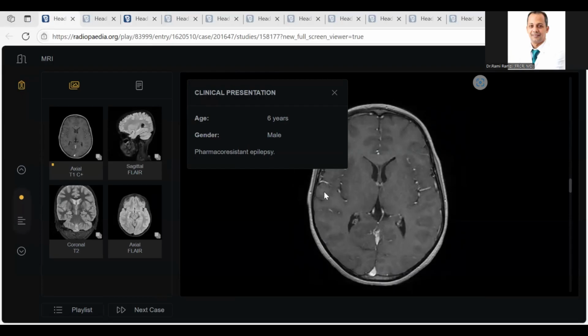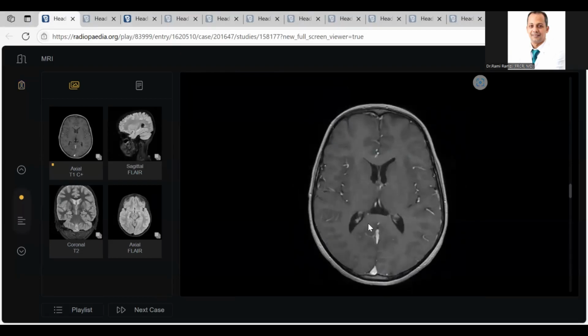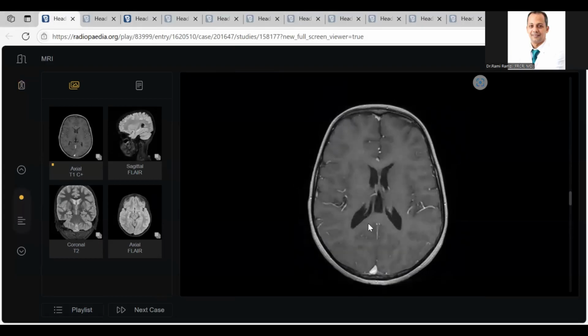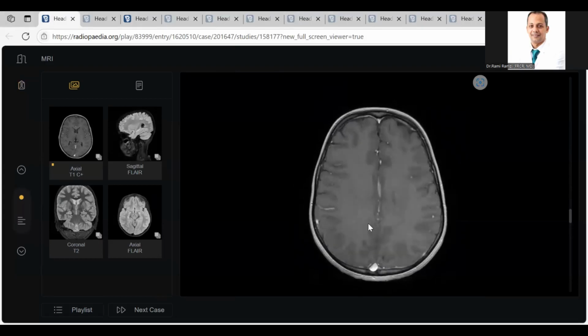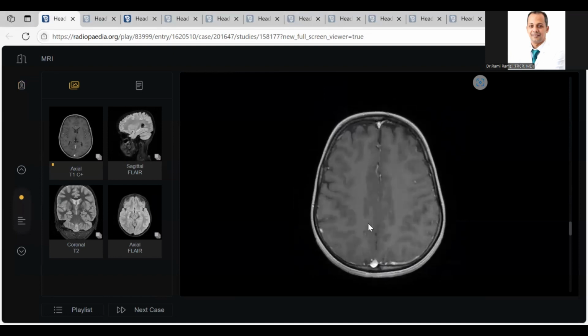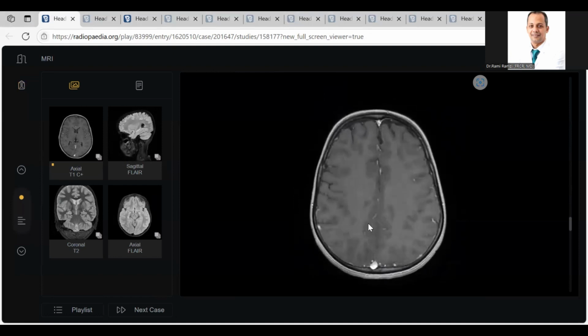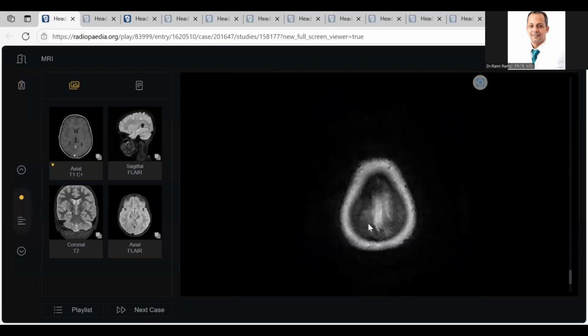Six-year-old male patient, persistent epilepsy. Take care, this is a tricky case. Go on. I've been presented with a CT scan, axial section post-contrast T1 images in which I'm scrolling.